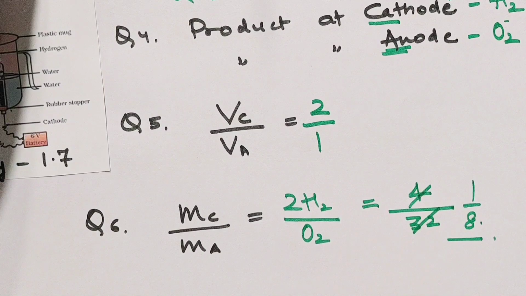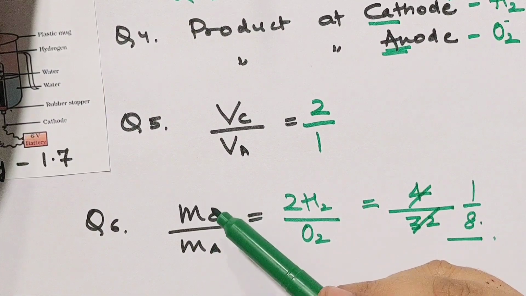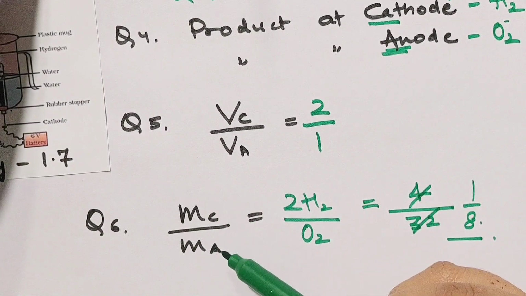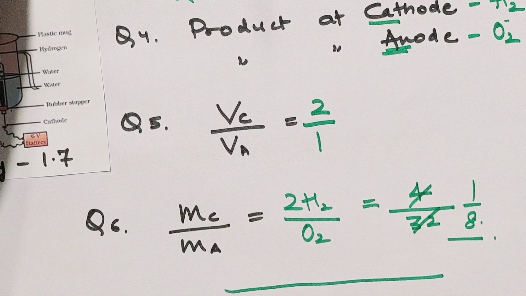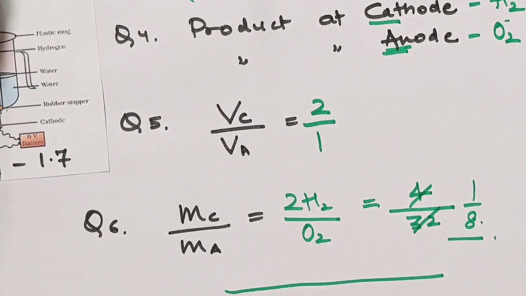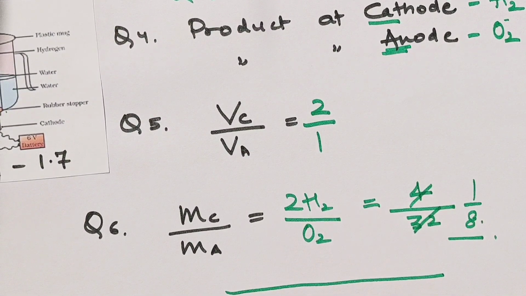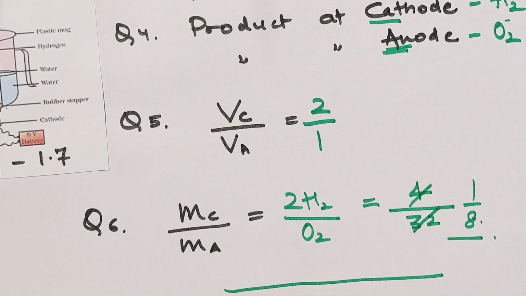Don't be confused if the order is reversed. If the Ma by Mc ratio is asked, then you'll have to write 8:1. So these are all the kinds of questions that can be asked from this activity. Now let's move on to the next activity.